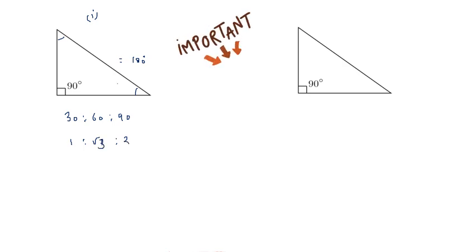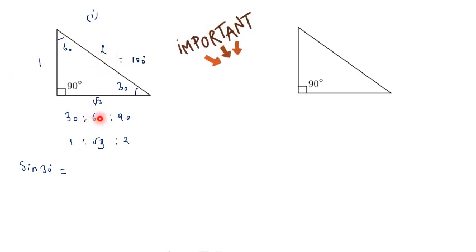For example, here we have 30, 60 and 90. If the triangle is made like this, you have to remember that the side opposite 30 is 1, the side opposite 60 is root 3, and the side opposite 90 is 2. Now find sine of 30 degrees. Sine 30 is opposite side by hypotenuse. Opposite side here is 1, hypotenuse here is 2. So 1 by 2 is the answer.